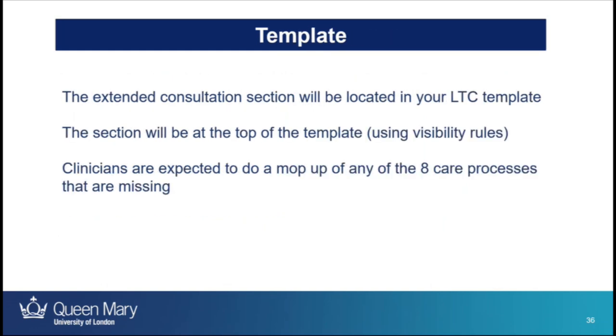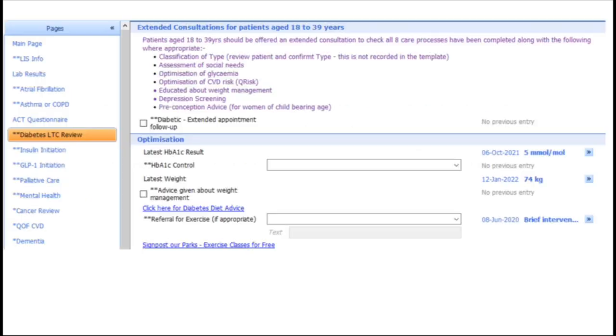So the template for this, I just wanted to give you a little bit of a brief of where you can find the template. It will be on the LTC template on the diabetes page, and it will show right at the top. So we are using visibility rules. If the patient is eligible, you will see first the extended consultations on your diabetes page. And then the clinicians are expected to do a mop-up of any 8 care processes that are missing on this extended consultation as well.